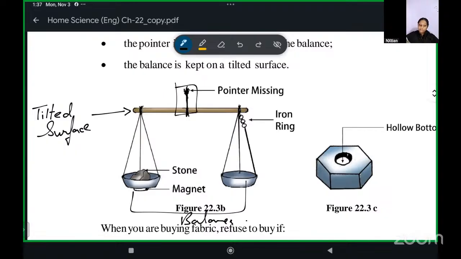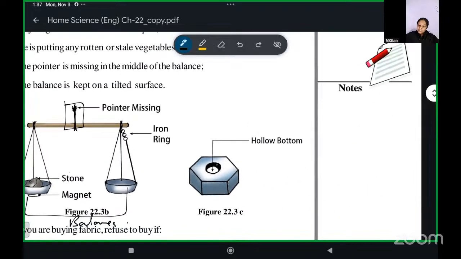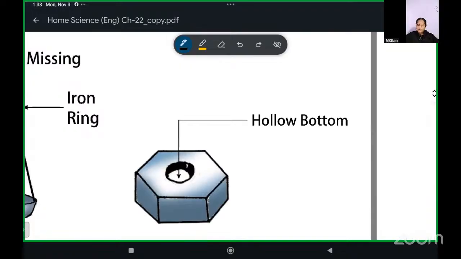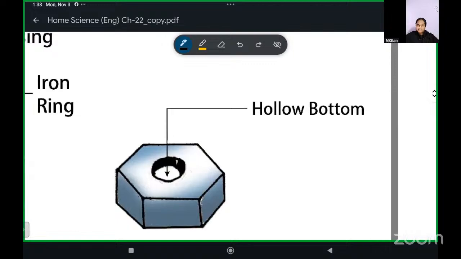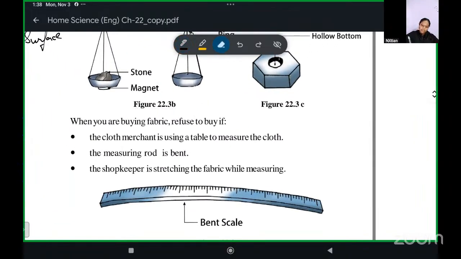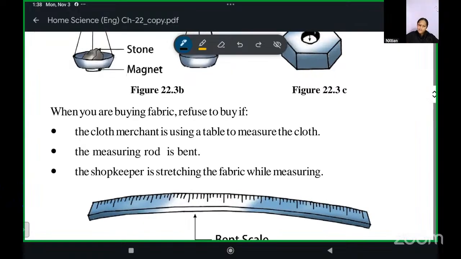Now, see if you can see this. This is a hollow bottom. They're hollow from the inside. Can you see the way it is hollow? Now, when you're buying fabric, refuse to buy if the cloth merchant is using a table to measure the cloth. Sometimes they open it and place it on the table and measure, saying this table is 1 meter and the cloth is 1 meter. No, they shouldn't use the table.